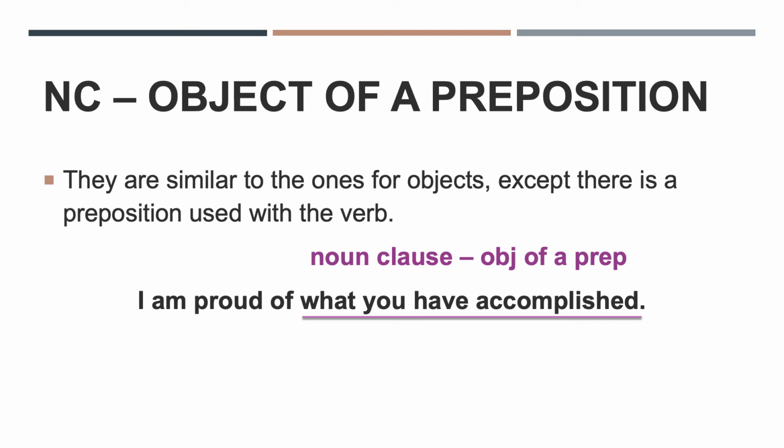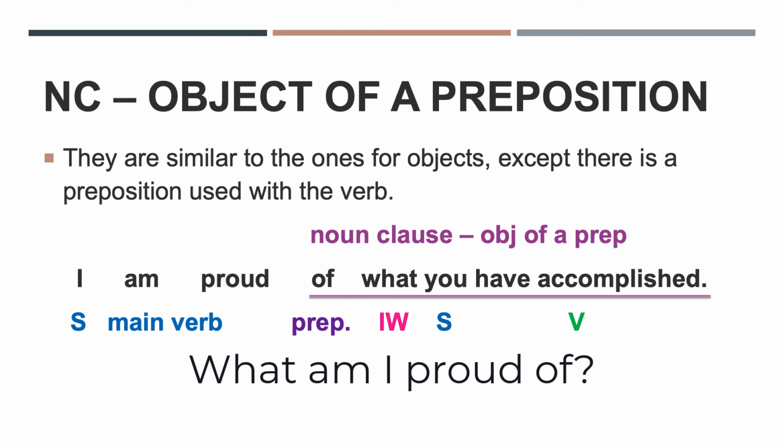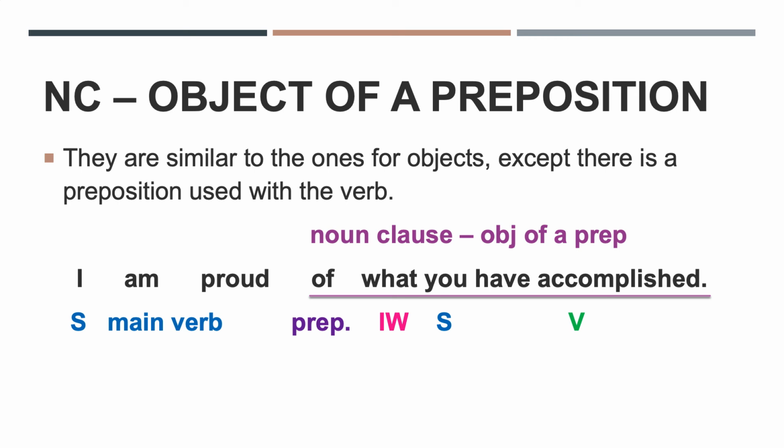So in this case, we see the example, I am proud of what you have accomplished. If you analyze this sentence, you see that you have the subject I, the verb am. But then you see a combination here, proud of. So when you ask yourself the question, what am I proud of? You see what you have accomplished. But it comes after the preposition, so it has to be object of a preposition. And the noun clause itself, it's a clause because it has the introductory word what, the subject you, and the verb have accomplished.